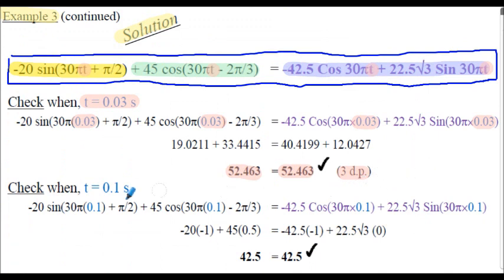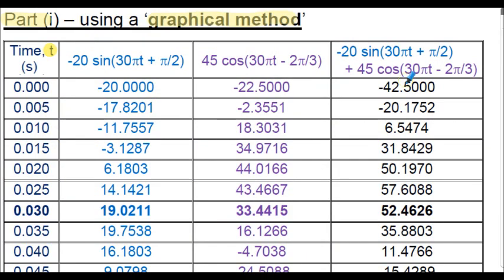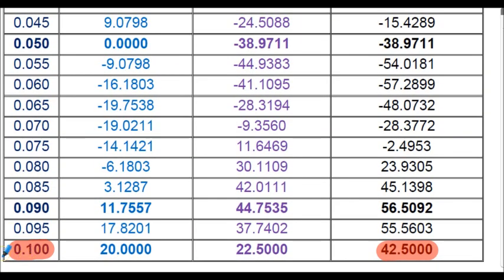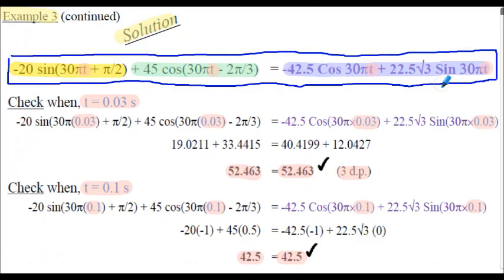And just another spot check when t is equal to 0.1 seconds. Again, inserting the 0.1, I evaluate left hand side and right hand side and they are equal, 42.5 in this case. And again, referring back to part 1, the graphical method, for a time of 0.1 seconds, the combined waveform value is 42.5. So that suggests that the equation shown above is correct using our compound angle formulae.